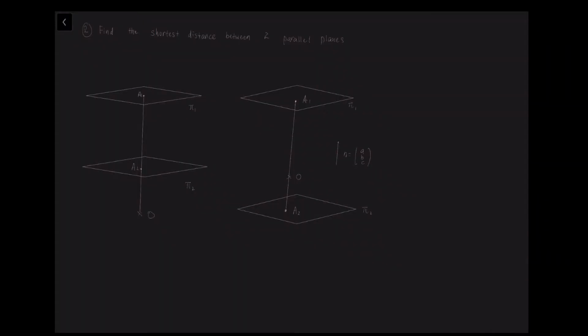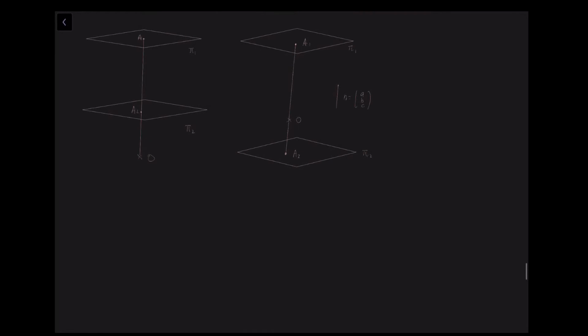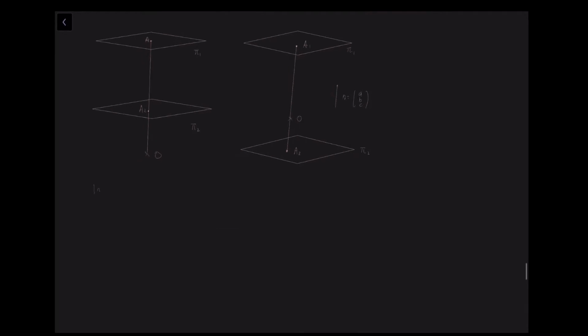Okay, now we want to find the shortest distance between two parallel planes. On the left-hand side, we have the planes on the same side of the origin. On the right side, the planes are on the opposite side of the origin. As you can see, O is the origin. But in both cases, O, A1 and A2 are collinear, and the vector A2A1 is parallel to n.